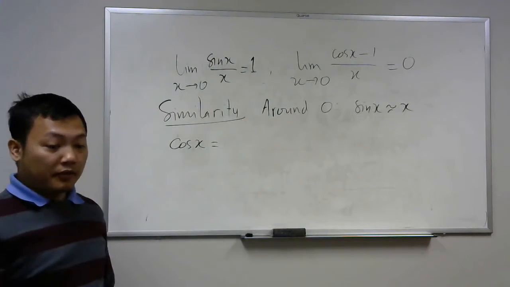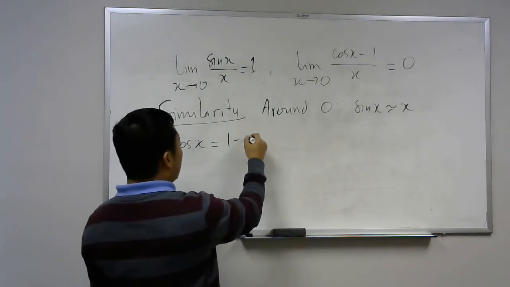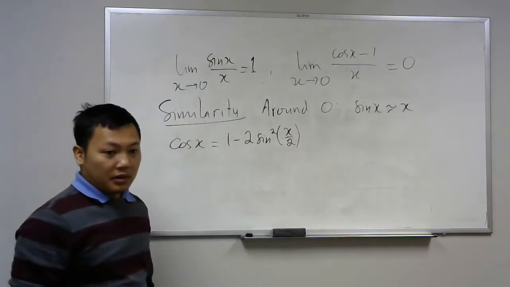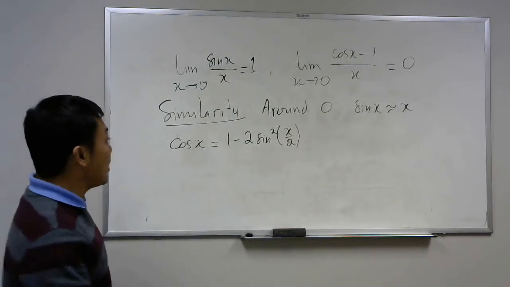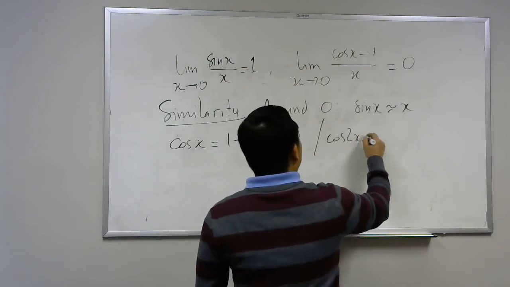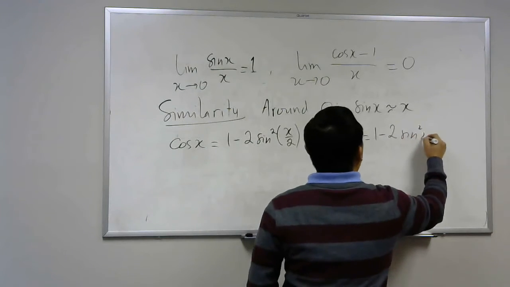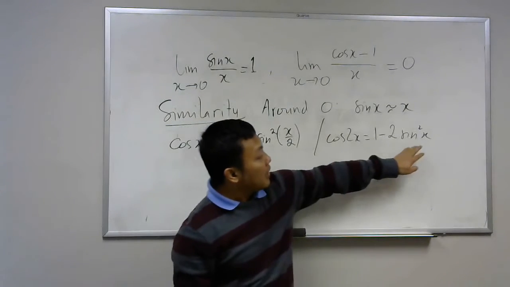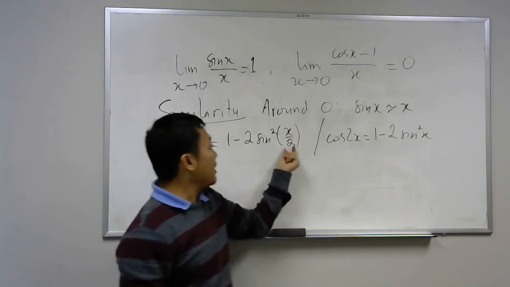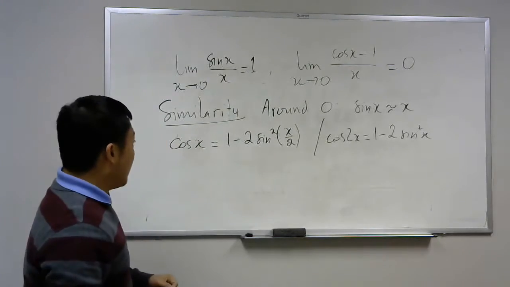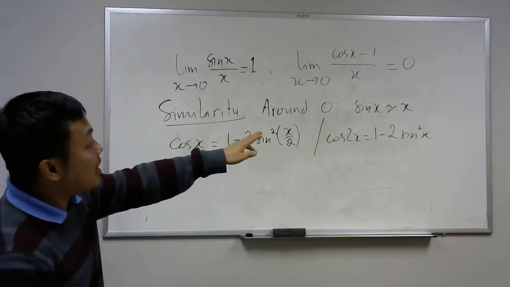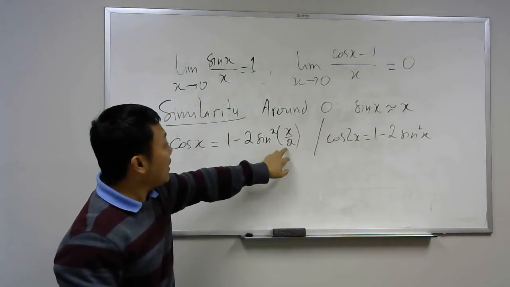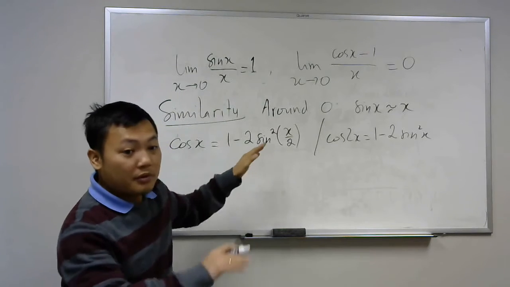Now we use the double angle formula. Cosine of x is equal to 1 minus 2 sine square of x over 2. So this is the double angle formula. Usually you have cosine of 2x equal to 1 minus 2 sine square of x, right? But instead of 2x, if you have x in here, then here should be half of this angle, so x over 2. Now you see, if we use similarity, sine of x over 2 squared is similar to x over 2 squared.